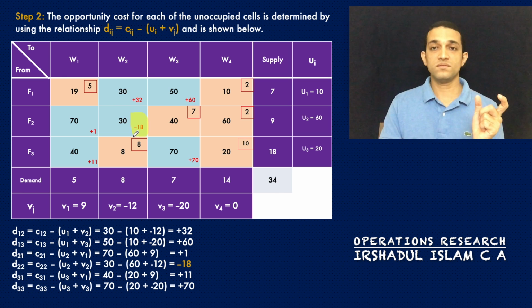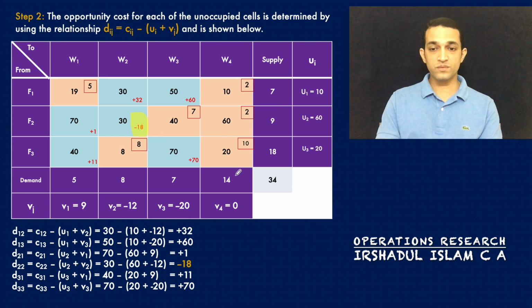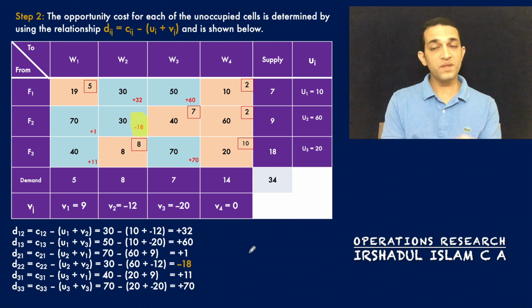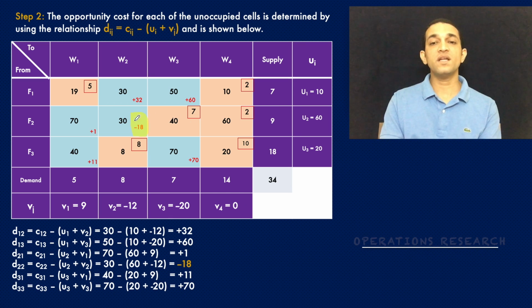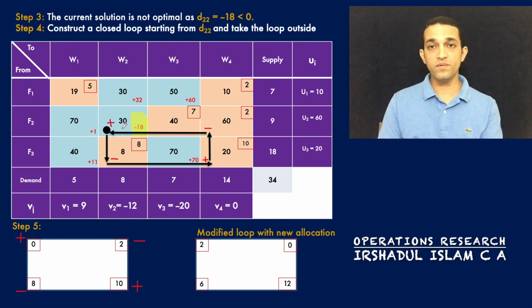Here we got one negative value. After calculating this, we have to check the sign of the dij values. If all the dij's are positive or equal to 0, then the existing solution will be optimal. But in this case, we have a negative value, so we have to go forward. We have to start a loop from that cell. Start from the largest negative value. Among the unoccupied cells, only one cell has a negative value, so we will start from that cell.